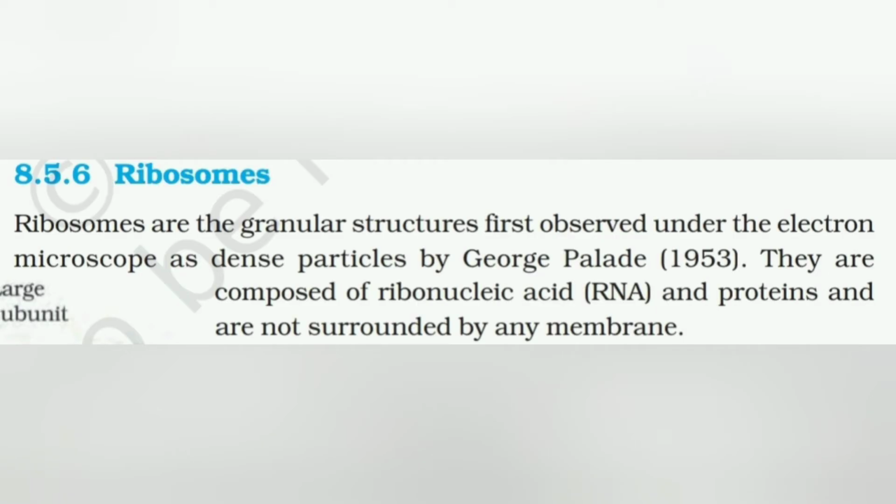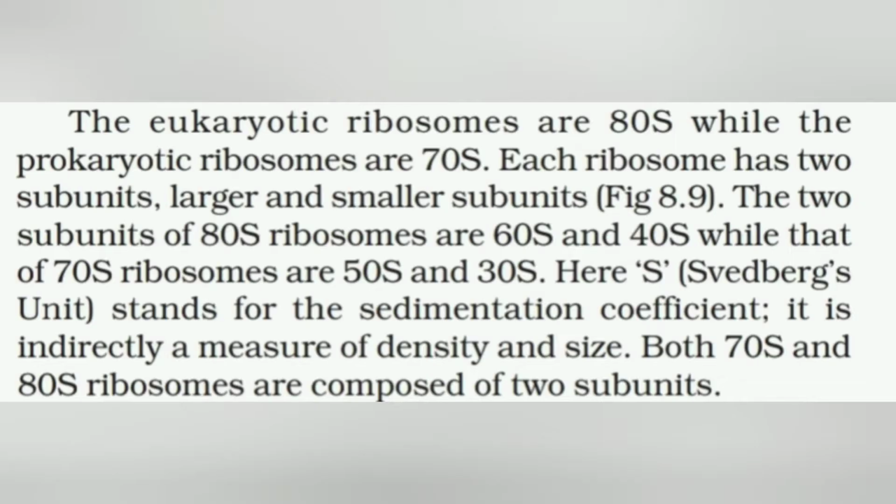Next organelle is ribosome. It is a granular structure first observed in the electron microscope as a dense particle by George Palade in 1953. Underline the name of the scientist who observed it first. They are composed of ribonucleic acid, that is RNAs, and proteins. These are not surrounded by any membrane. So these are just the particles made up of rRNA, that is ribosomal RNA, and protein.